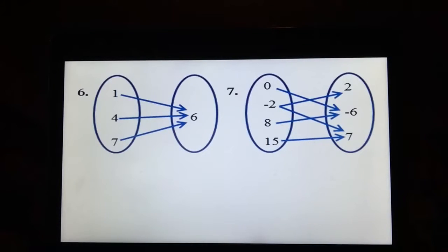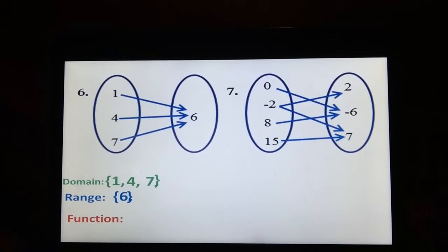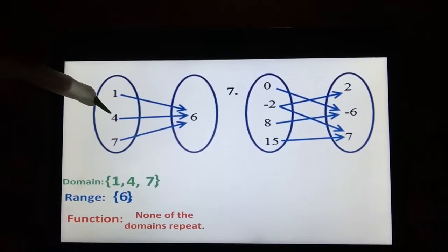Alright, now for number 6, again, the first circle is the input, so the first circle is the domain. So the domain for this one would be 1, 4, and 7. Now the range only has one number in there, so the range is just the number 6. Now the question is, is this a function or not? The answer is that it is, because none of the x's repeat. None of the domains repeat because if you look at all these numbers, only one arrow is coming out of each of them. Because this is the point 1, 6, 4, 6, 7, 6. None of the x's repeat.